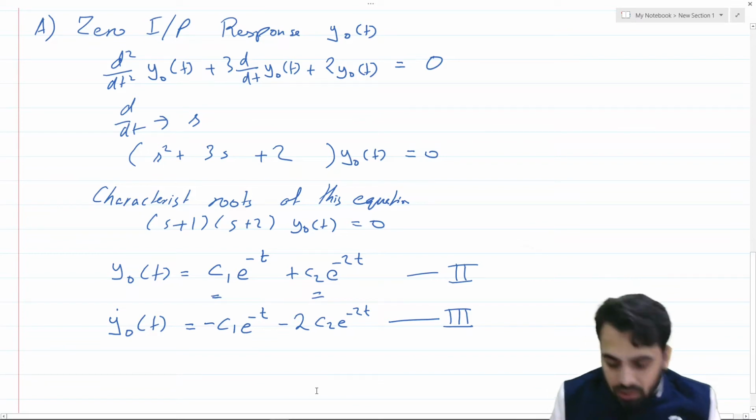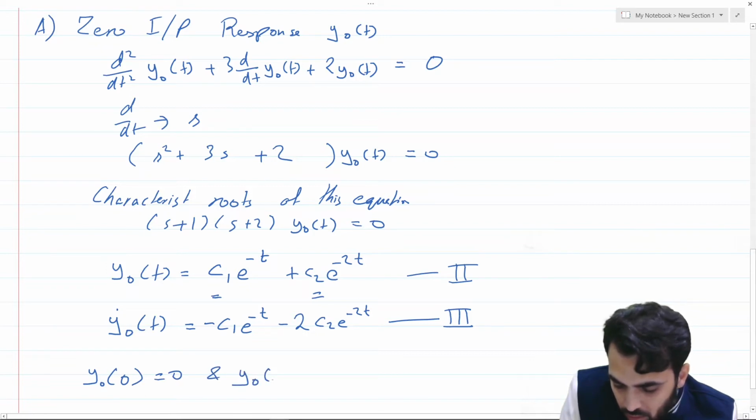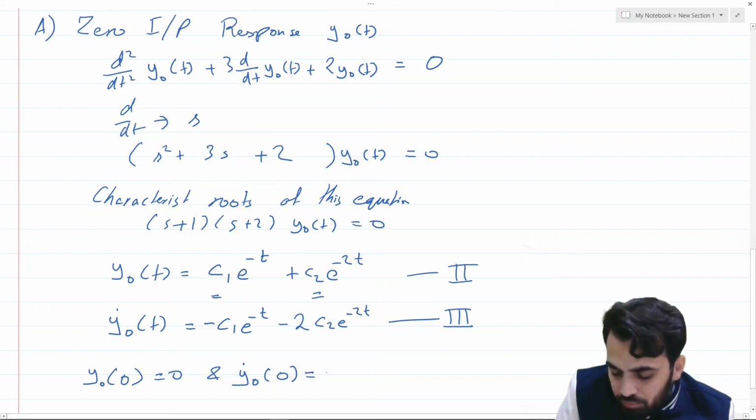Now from the initial conditions, y0(0) is equal to 0 and the derivative of y0 at 0 is simply -5.